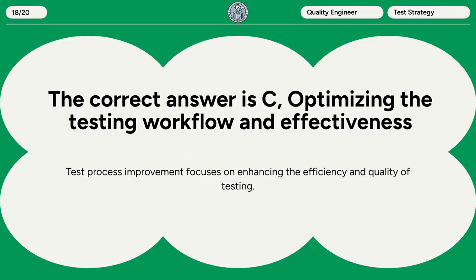The correct answer is C. Optimizing the testing workflow and effectiveness. Test process improvement focuses on enhancing the efficiency and quality of testing.